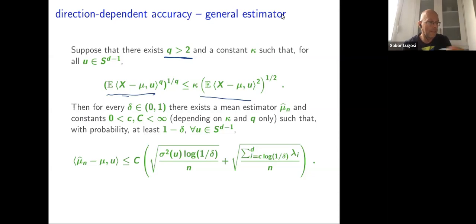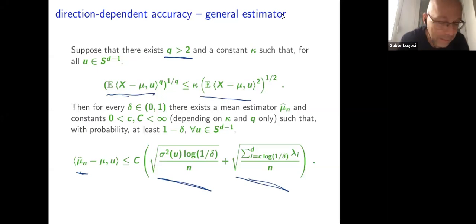Okay, and in that case, we can actually construct a mean estimator that has this direction-dependent accuracy, the correct direction-dependent accuracy, where the strong term, the trace, can now be replaced by something that's even smaller. The construction of this estimator is kind of complicated. It takes several steps to do it, but somehow it uses ideas from trimmed mean estimators.